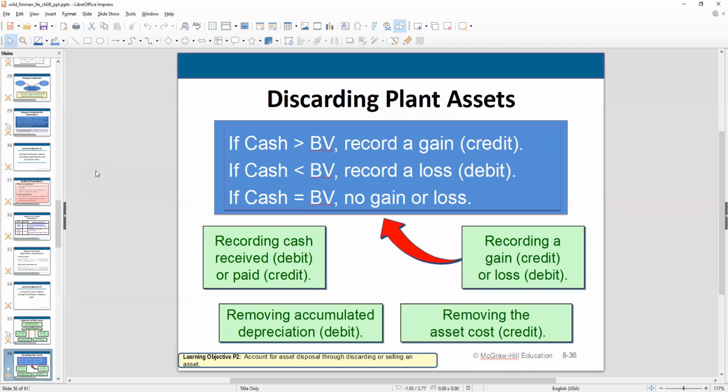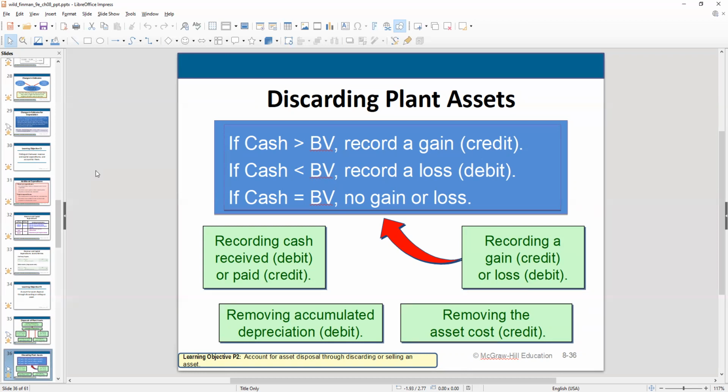So if we get more cash for an item than what we carried as a book value, it's a gain. If we have shown a book value of $1,000 for salvage, we sell it for $2,000, we have a $1,000 gain. If in fact we only get $500 when we take it to the metal recycler and we carry it on the books as $1,000, then we have a $500 loss. What are we going to do if we have a gain? Gain is revenue. Gains are like sales. So we're going to record it as a credit.